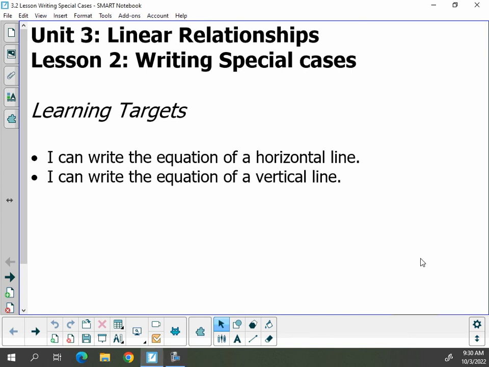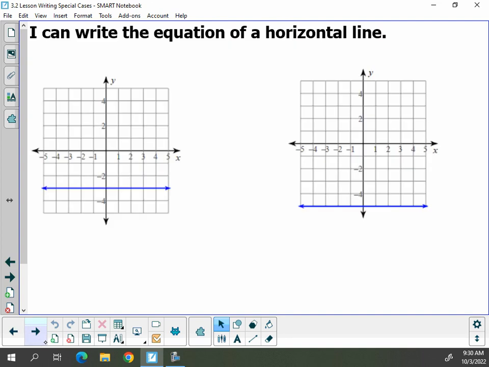In the last lesson, we talked about writing equations of lines, and today we're going to talk about some special cases when we have special types of lines. One of the special types of lines is a horizontal line, so a line that goes straight left to right. You can see in both of these, we have a horizontal line graphed, the blue line.